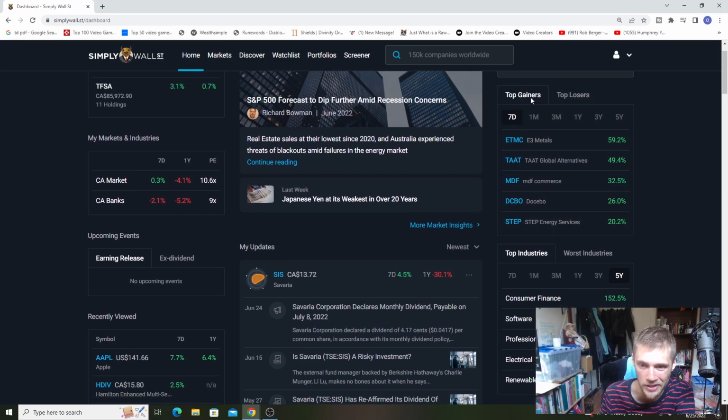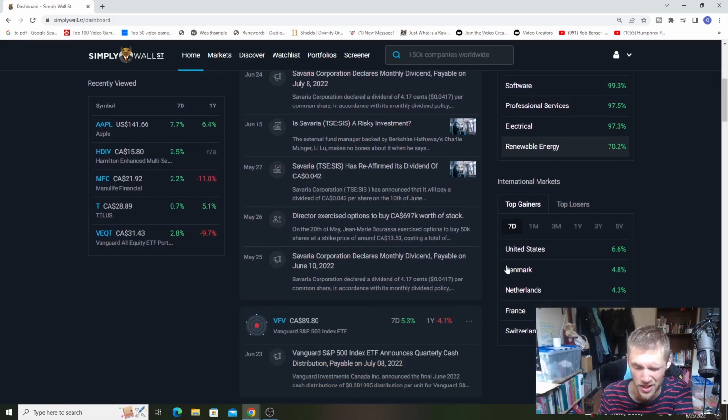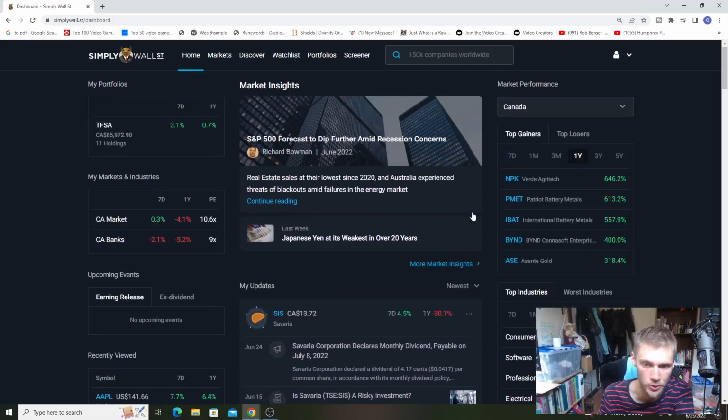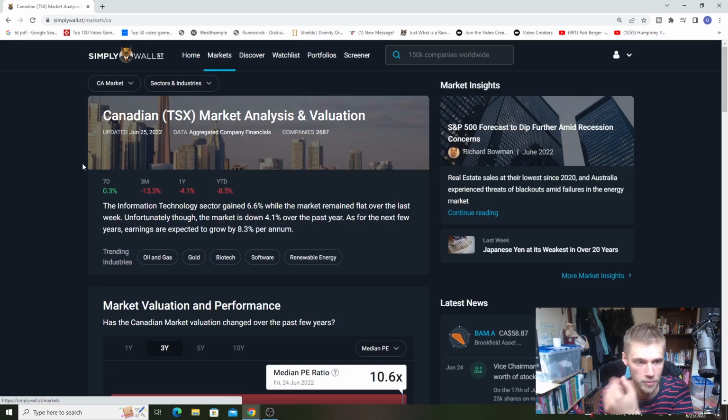We can also go top gainers if you want to look at individual stocks. Once again, I wouldn't pay attention too much to this stuff. It's just kind of cool information, I guess. And then you can look at international markets. So some interesting things on the homepage, but it just gives you a quick glance of different things you can do. The next thing we're going to cover is going to be the markets. Once again, this is more news related stuff, if you like to follow the industry and different things that are going on here.